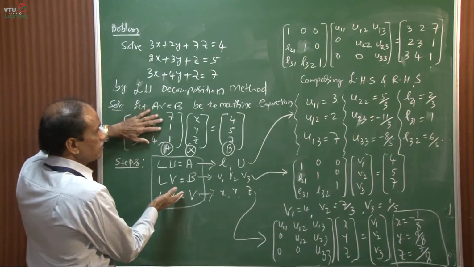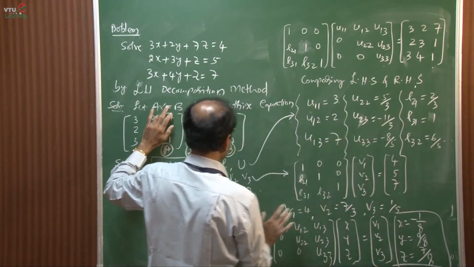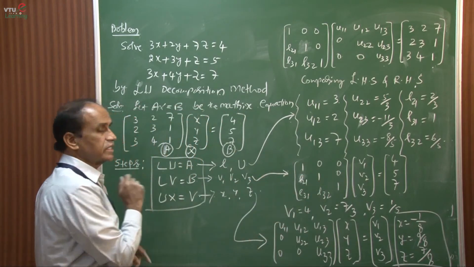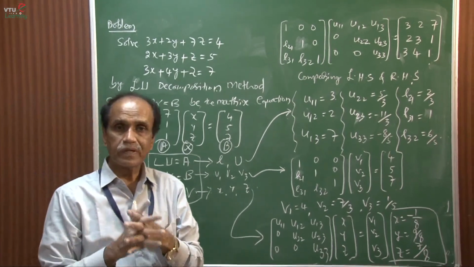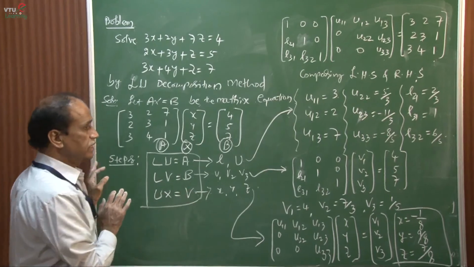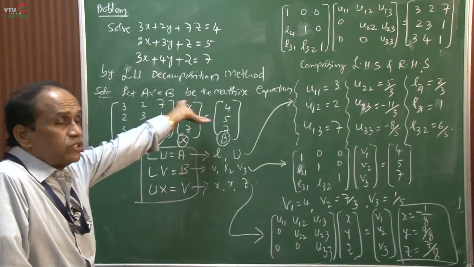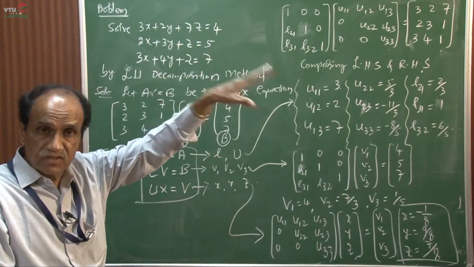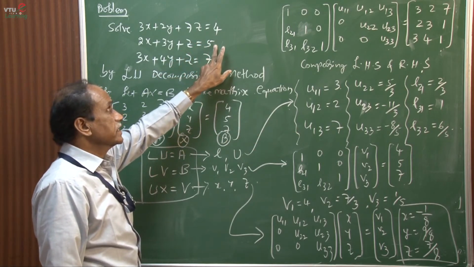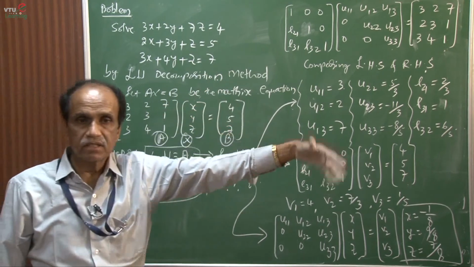So, the first step according to LU decomposition, you will calculate values of U and values of L. The second step gives the calculation of V1, V2, V3. The third step gives the values of the unknowns, that is X, Y, Z. Now you can verify whether those values are correct or not. You substitute those values in the given set of equations, so that you must get on the right side 4 for the first equation, 5 for the second equation and 7 for the third equation. Then your solution is correct. There itself you can verify.